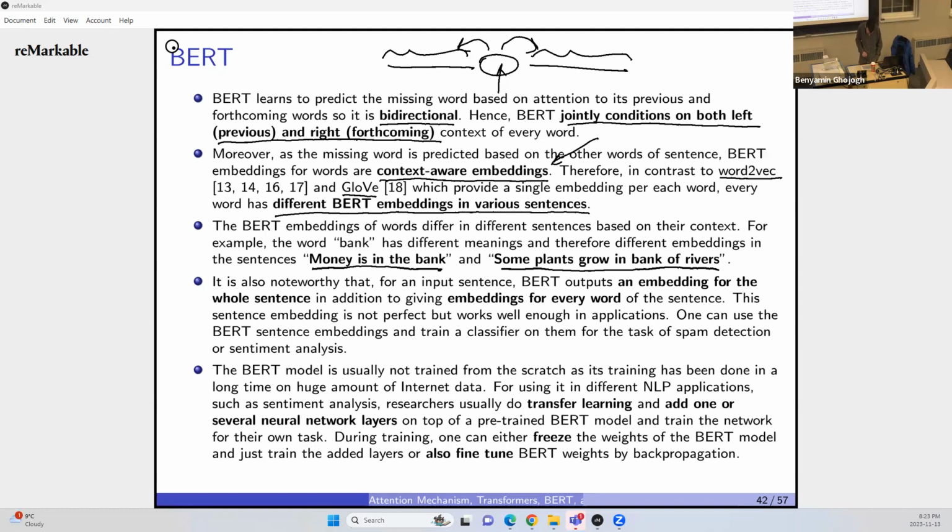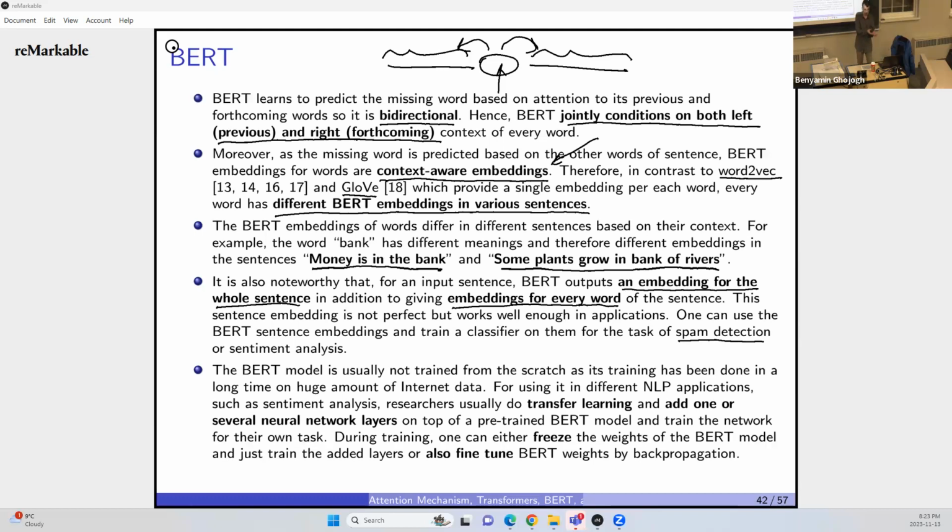Okay, so BERT outputs an embedding also for the whole sentence, in addition to every word. Now this part is practical, in practice I'm saying that. It also outputs an embedding for the whole sentence, in addition to giving embeddings for every word. Although it's not perfect, it works well. Usually, for example, people have used that for spam detection. So you can do various things.